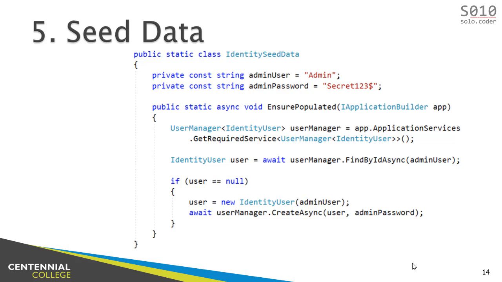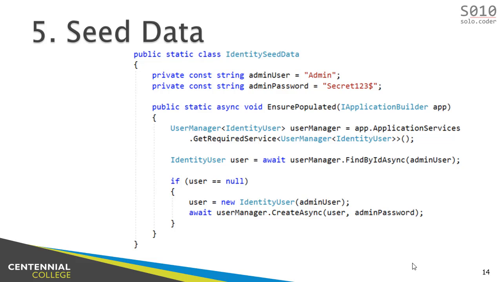This is almost the equivalent, if you recall, of the seed data, checking if there's data in the database. We are checking if the admin user had already been created. We are doing this find by ID. We are trying to find this admin user. If we find it, we don't create it again. It's just for that.